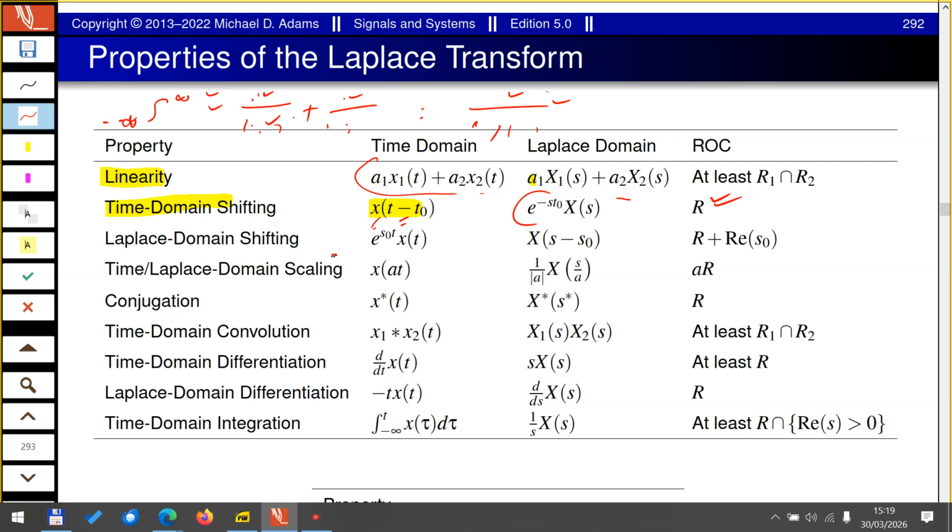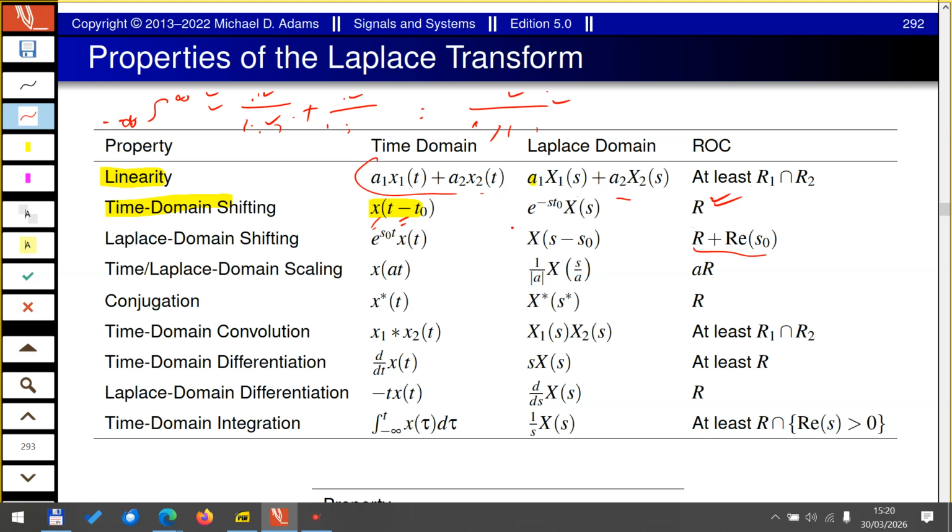और this is shifting in Laplace domain. अब यहाँ पे चेंज हुआ है. R के साथ आपने क्या ऐड किया है? रियल पार्ट ऑफ s naught. So now tell me, why should I trust this rule? इसका बहुत आसान रूल है, ठीक है.